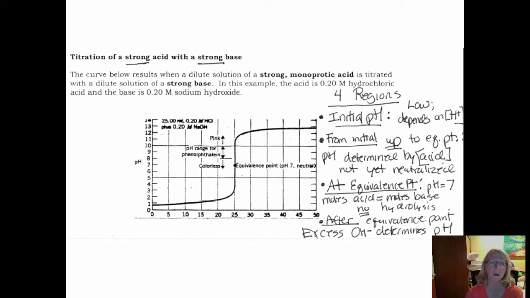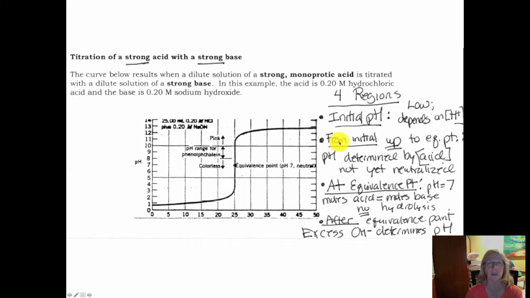You can always recognize it as you look at the four regions, because the initial pH is very low, less than 1. That means we've got 25 milliliters of 0.2 molar hydrochloric acid, and it completely determines the pH at that point. When you travel from the initial, as you drip in sodium hydroxide, this bottom axis was not labeled. It should say 0.2 molar NaOH.